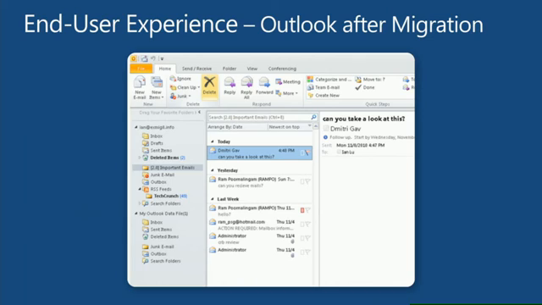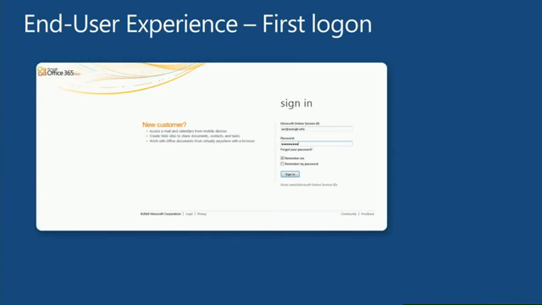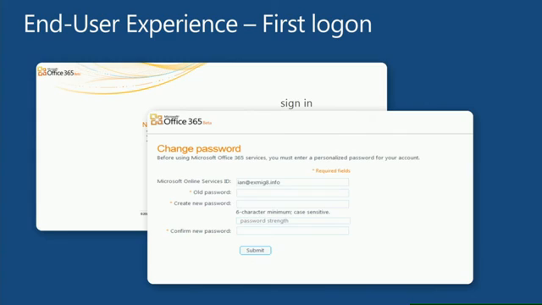So first of all, looking at the end user experience, Outlook after a migration looks like it did before a migration. The difference is they're not receiving new email. So it's down to you as the admin to make sure that they, A, do their first logon. Unless you're using single sign-on, their first logon needs to be done via a web page. They need to go to portal.microsoftonline.com, where they will be asked to set their new password.